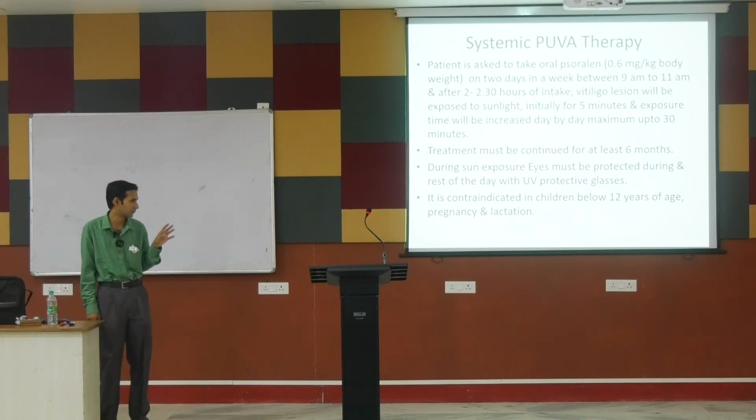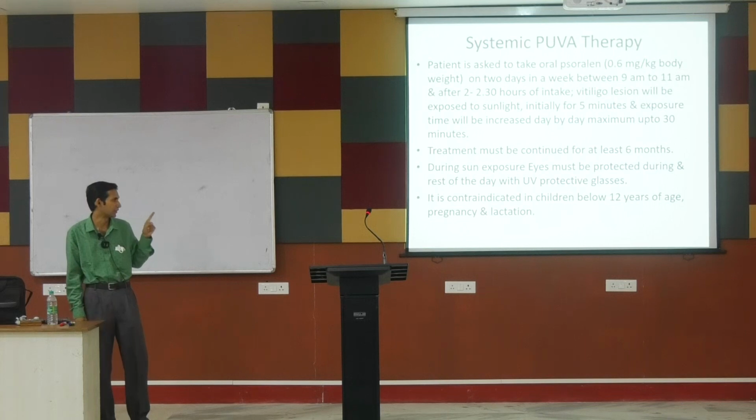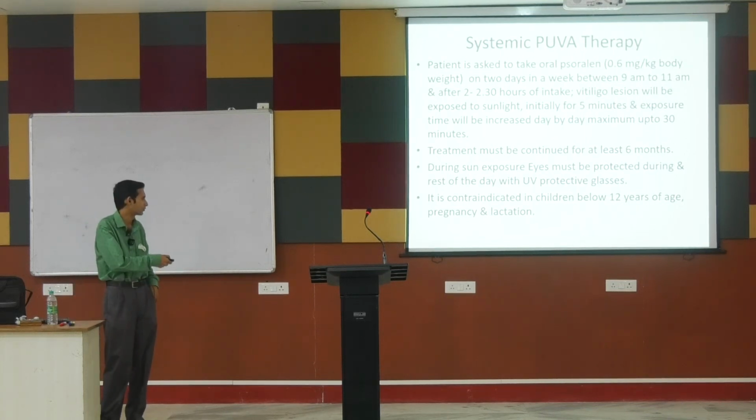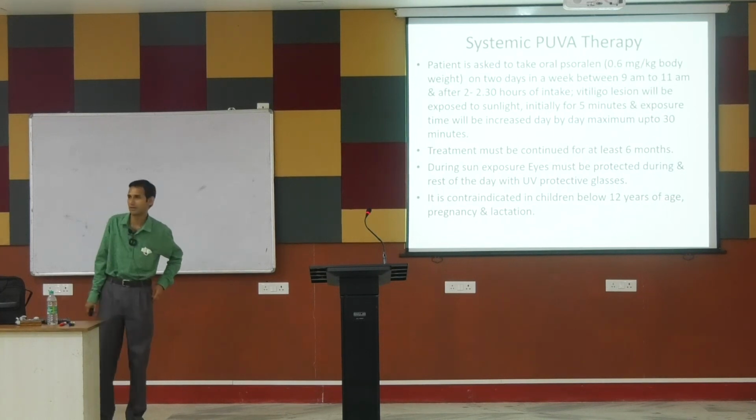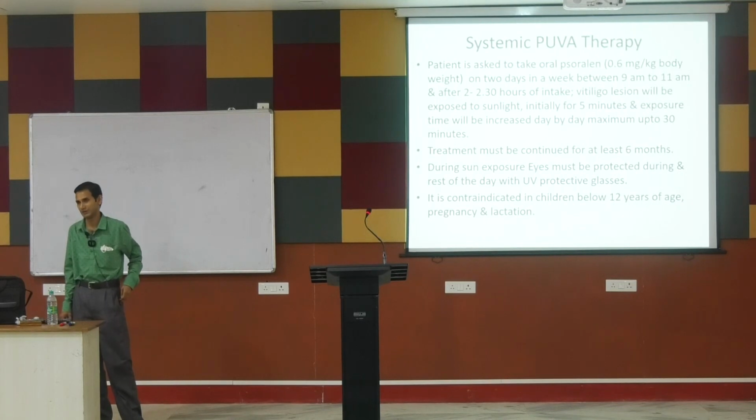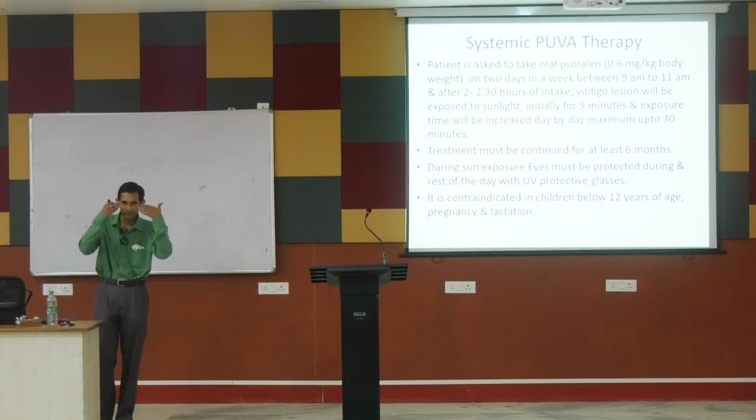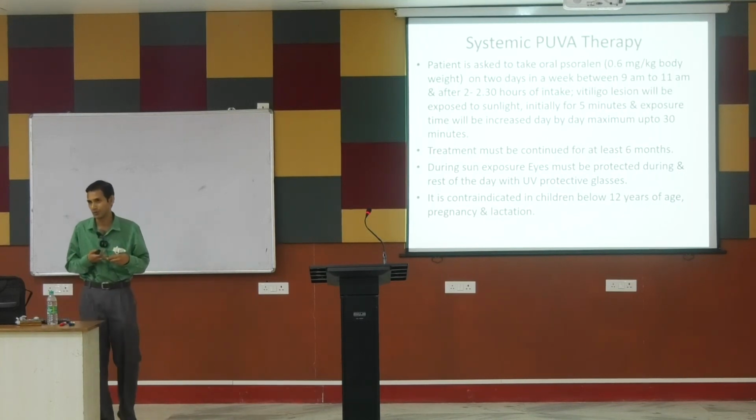So the side effect is the most important, and obviously the eyes should be protected with UV protective glasses. And it is contraindicated in children below 12 years of age, pregnancy and lactation. Why is it contraindicated in children? Because of ocular toxicity. Not only nausea, vomiting, because the anterior capsule of the lens is not fully formed in this age group. There is a high chance of development of cataract formation or ocular toxicity. So systemic PUVA should not be given to children, particularly below 12 years of age.